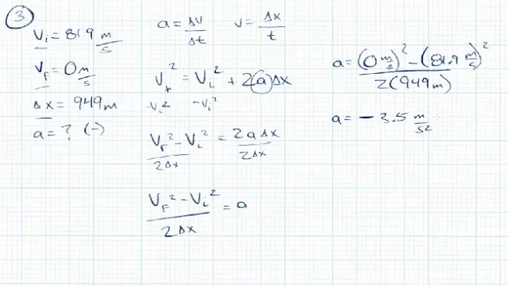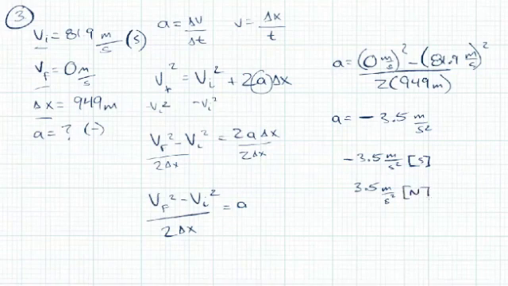Now the question asks us, what is the magnitude and the direction of its acceleration? And this could be stated in 2 ways. We were told initially that the plane was coming in from the south, so over here the initial velocity was 81.9 meters per second south. So our answer could be stated that the acceleration is negative 3.5 meters per second squared south, in a bracket right there. Or we could say that the acceleration is 3.5 meters per second squared north. That is, it's oriented in the opposite direction. So either one of these would be the correct answer.